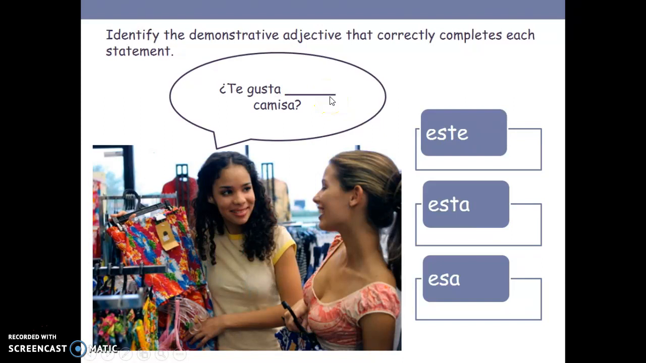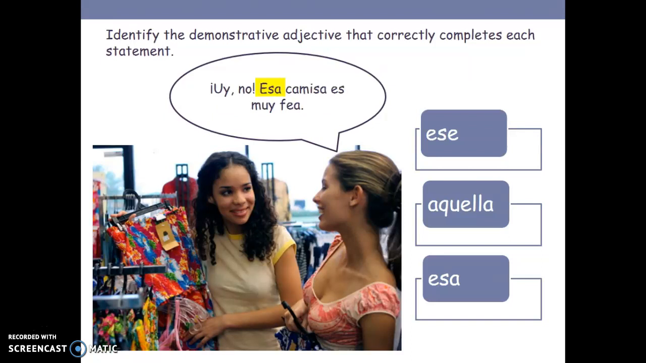Okay, what about this one? ¿Te gusta blank camisa? Do you like blank shirt? Which one would you pick? Esta, do you like this shirt? Her friend replies, Uy, no, blank camisa es muy fea. Blank shirt is really ugly. That's rude. That shirt is really ugly, she says.